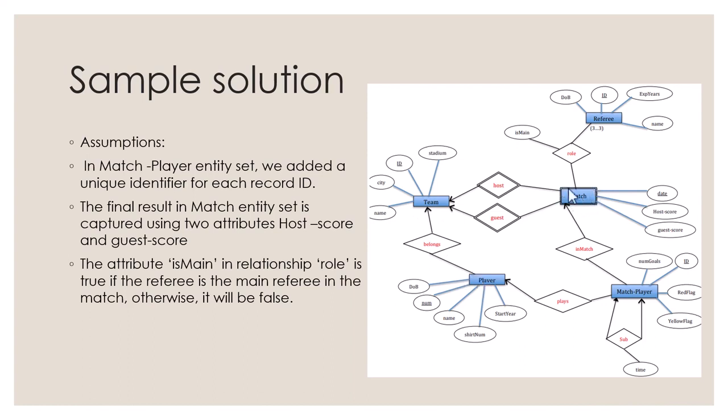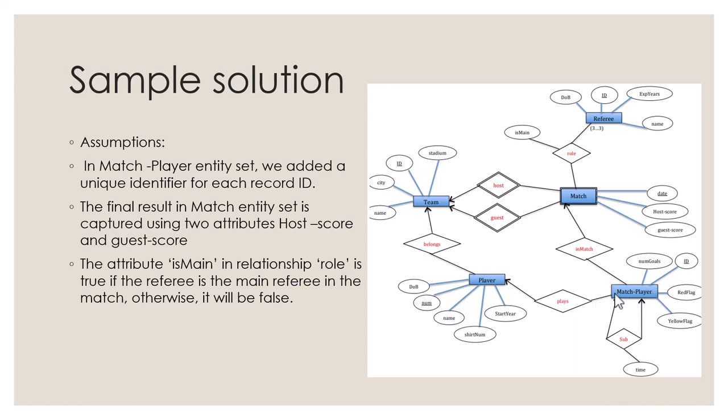And then for each match, there are 3 referees. So this is the role for each match. Here, instead of having 1 or something, we are referring to the possible range, and that's 3..3. This means that there must be exactly 3 referees.